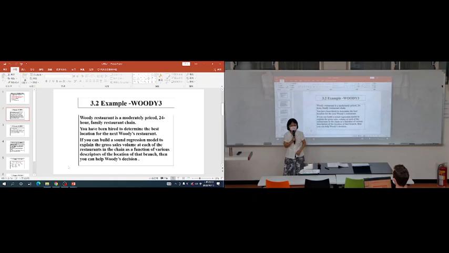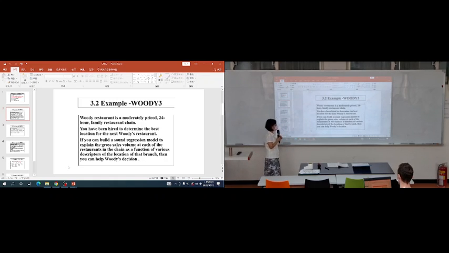There's a restaurant called Woody Restaurant, a moderately priced, 24-hour family restaurant chain. For example, you have been hired to determine the best location for the next Woody restaurant. In other words, they wanted to open another restaurant. Then they hire you as an expert to decide which location is best to open a new restaurant.